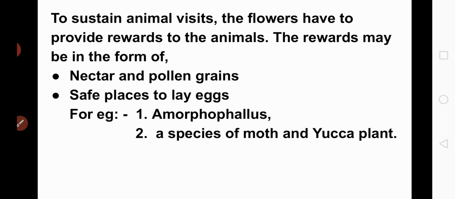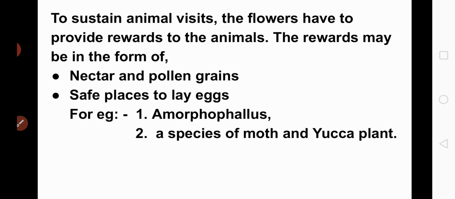The second reward is safe places to lay eggs. For example, in Amorphophallus, the flower itself is about 6 feet in height, and it provides a safe place to lay the eggs of insects. And there is a species of moth and the yucca plant.